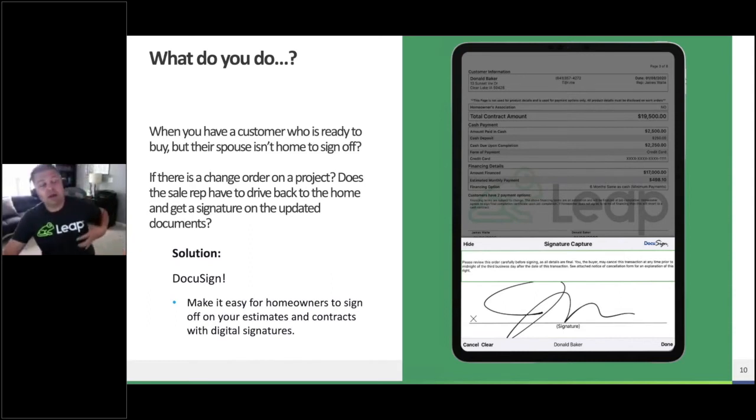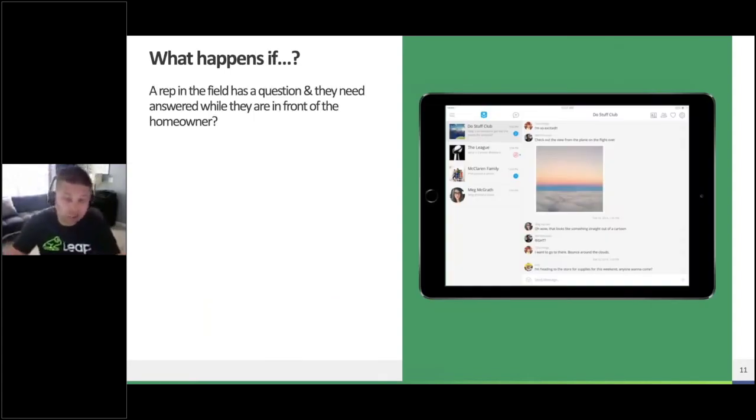The next one, this is one of the real hidden gems, and this is not just in Leap. You actually don't need Leap to use this. It's just Leap adds in the icing on top, the cherry on top. If a rep is in the field and has a question they need answered while they're in front of the homeowner, what do you do? You might have the rep send a text message to a sales manager. You might have the rep call in, but then you have to excuse yourself from the homeowner.